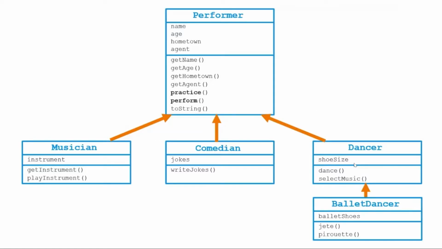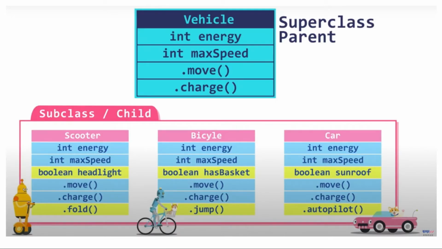We saw these examples in Lesson 9.1. Musicians, comedians, and dancers all have access to the Performer class instance variables and methods. They also have unique variables and methods that belong specifically to them, such as instrument, jokes, and shoe size. The practice and perform methods are really good candidates for method overriding, as each subclass might have specific ways of practicing and performing. You can pause and try out this example.